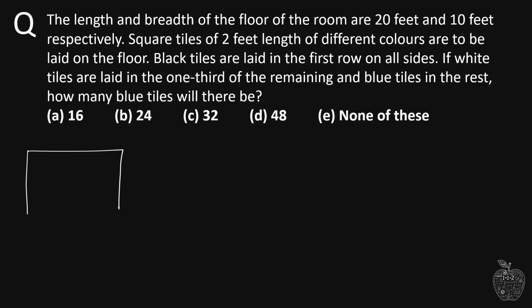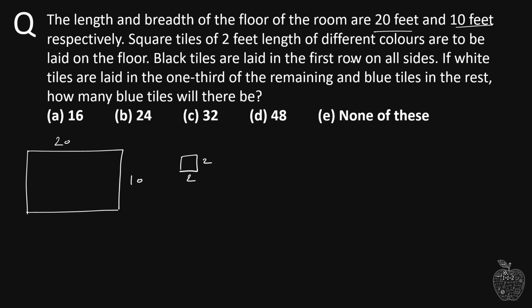This is a rectangular floor and the dimensions of this floor are given to us as 20 feet and 10 feet. So length is 20 feet and breadth here is 10 feet. Now square tiles of 2 feet length of different colors are to be laid. So the dimensions of the tile are given to us as well. So this is a tile, a square tile, and the dimension is 2 into 2 because this is a square.